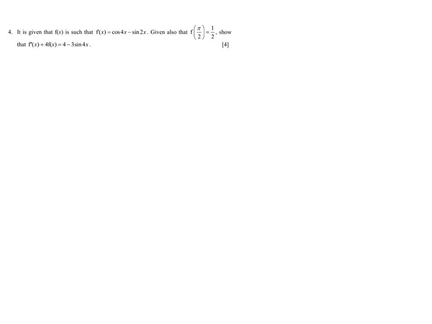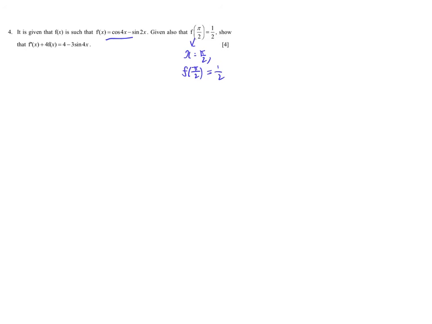Alright, welcome to question 4. You are given the derivative of f, and you are also given a point. If you read this properly, it means that when x is pi over 2, the value of f is half. And why do you need that? I will explain that later.